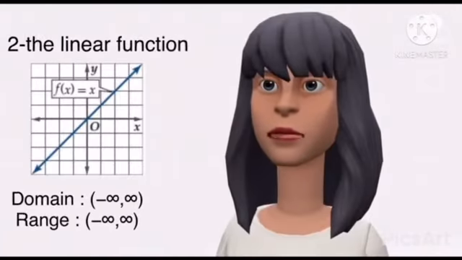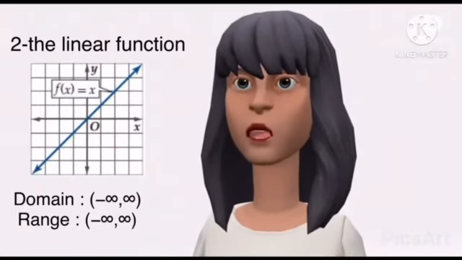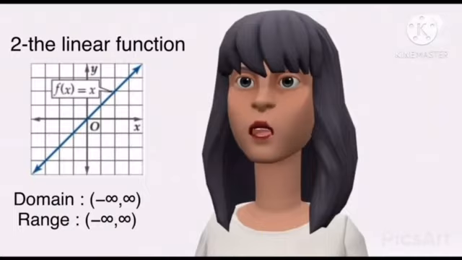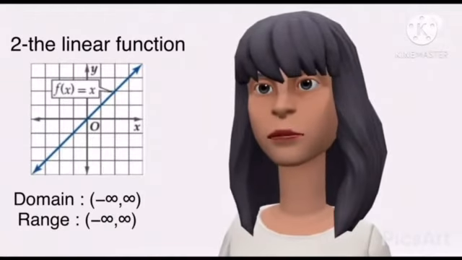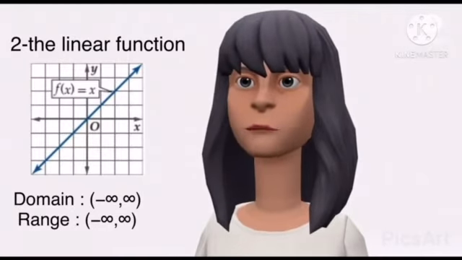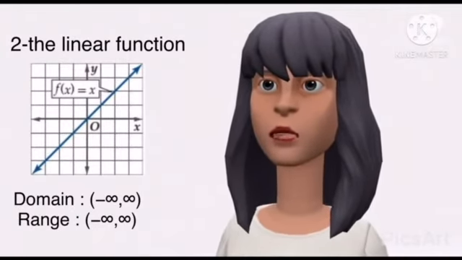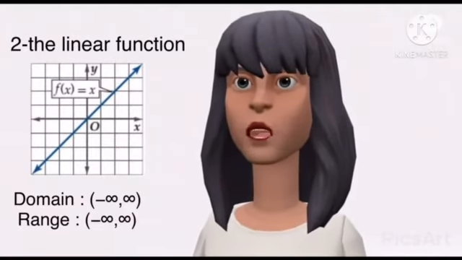The next function is the linear function, when f of x equals x. This is a diagonal line with a slope of 1 and a y-intercept of 0. We can see that the domain and the range of the linear function are going to be all the values from negative infinity to positive infinity.